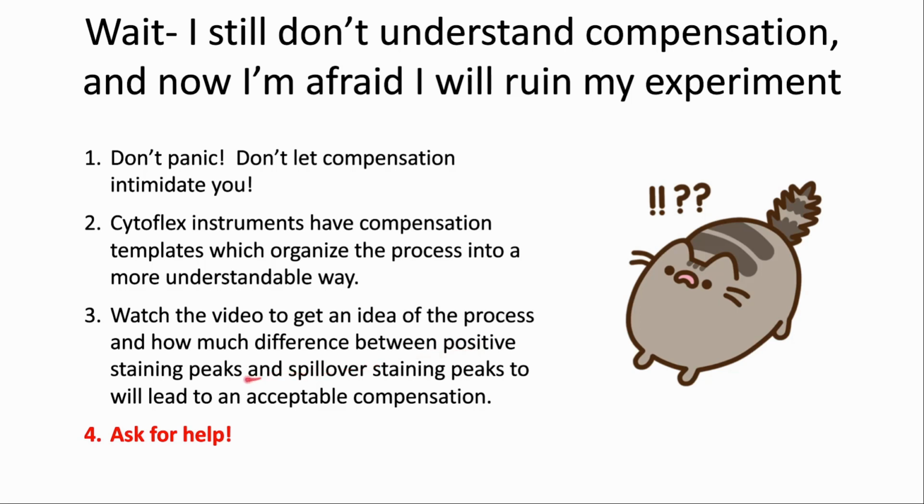a positive staining peak and a spillover staining peak in a neighboring channel will lead to a result that is acceptable for compensation, and what level of changes to the gains can be made to conservatively increase the positive signal to then reach this acceptable compensation. Finally, if a user has questions, definitely ask the flow cytometry core and ask us for help, and we can provide assistance for settling on appropriate compensation and set of gains.